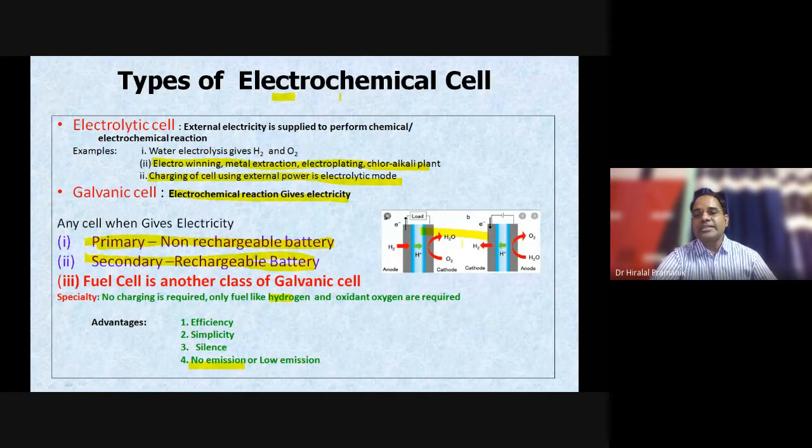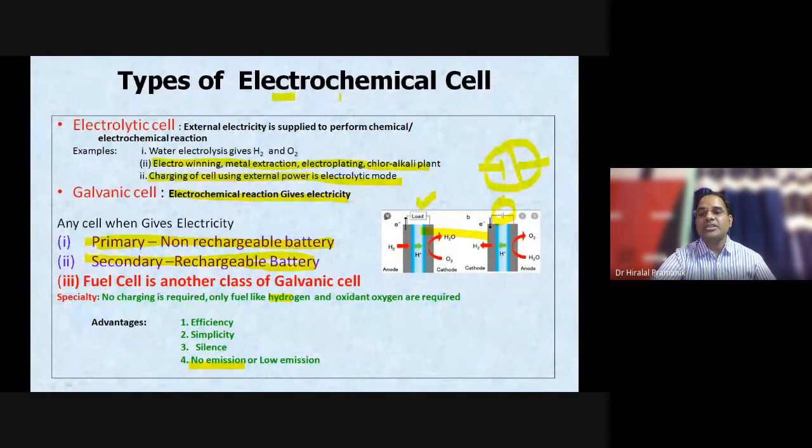You can see here in this diagram, one is electrolytic mode. When there is a load, that means it is battery mode. And when a battery is applied, this is the symbol of a battery. This larger arm is positive and the smaller one is negative. This is an external power source. There will be production of oxygen, water electrolysis. It is a very simple example of an electrolytic cell. Oxygen will be produced at the anode and hydrogen will be produced at the cathode.